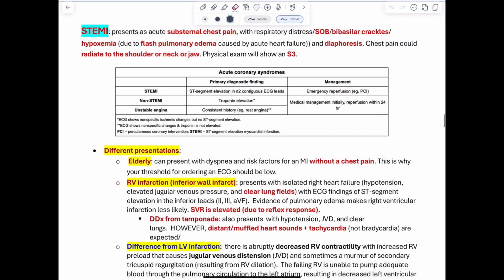Okay, so right now we are going to discuss STEMI and unstable angina. And these three are going to be what we refer to as acute coronary syndrome. Basically, what you are going to get in every question stem is going to be someone who presents with typical, quote-unquote, heart attack chest pain. They're going to have the substernal squeezing chest pain right here. Let me change this color.